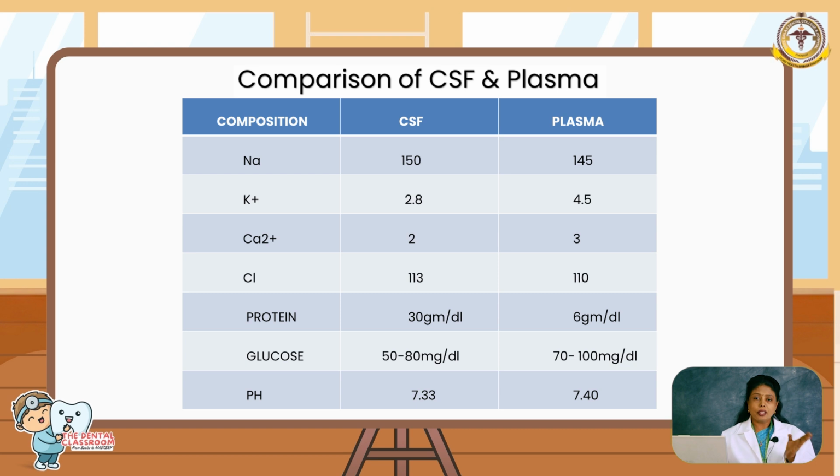And if you compare the CSF and the plasma, CSF will have a high amount of sodium and chloride, whereas it is less in potassium and calcium when compared to plasma. And CSF will have high protein content. It will be around 5 times higher protein in the CSF. And if you see the glucose, it will be more or less equal. And if you see the pH, CSF will have a pH of around 7.33, plasma it will be 7.4.